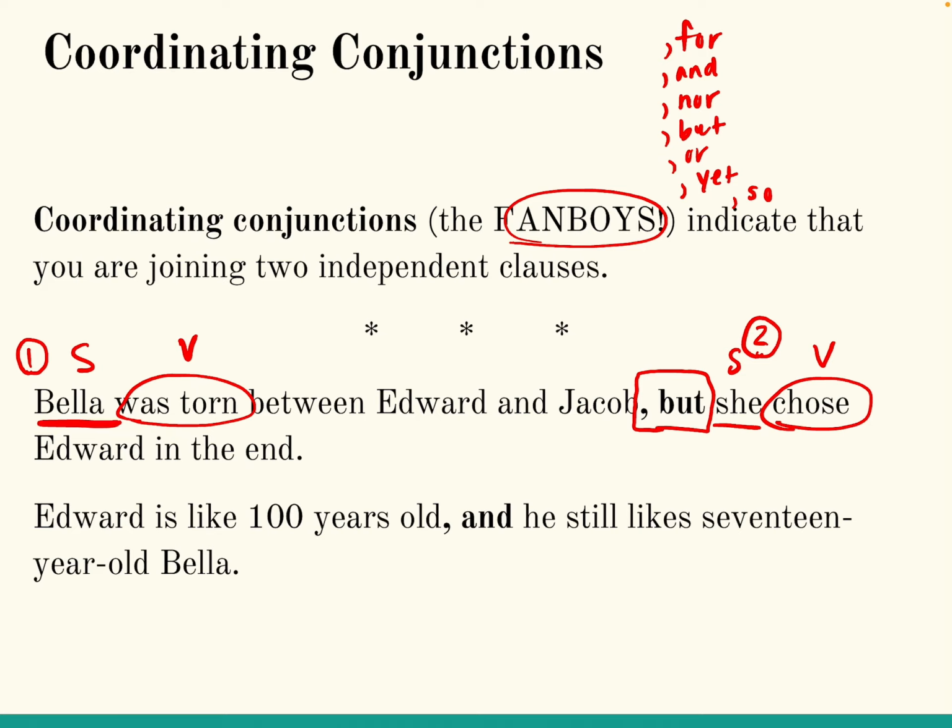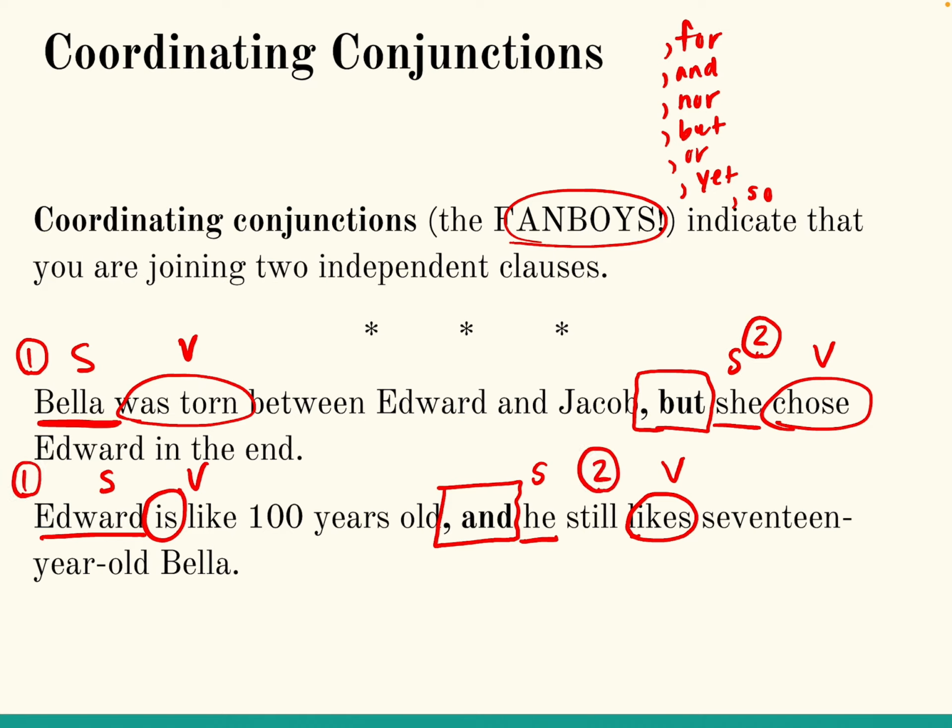In the next example, Edward is like 100 years old, and he still likes 17-year-old Bella, which is why I think Twilight will always be creepy. Edward, subject, is, verb from to be, like 100 years old. He, subject, pronoun for Edward. Likes is my predicate verb. And we're linked here by and to join together those two independent clauses.